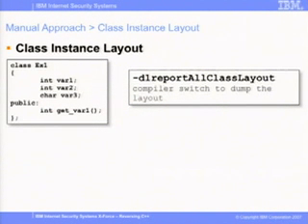One of the most important things that you have to know when reversing C++ applications is how the object is laid out in memory, or its class instance layout. With your own programs, you can actually see how the classes that you make are laid out by using the -d1reportAllClassLayout switch for cl.exe to dump the layout into the standard output.